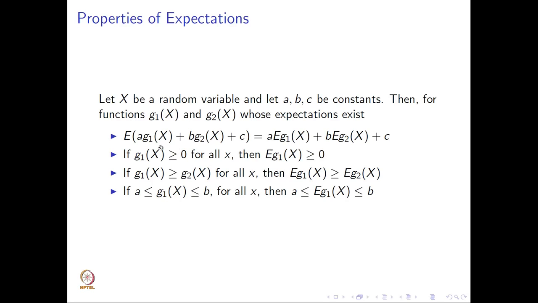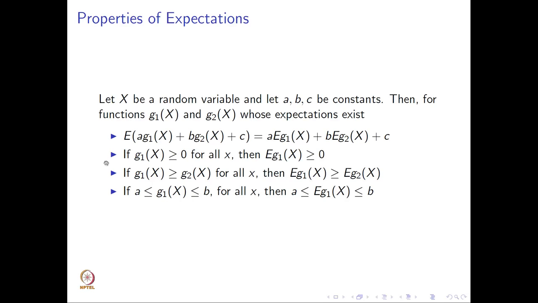There are actually a few things to note here. First of all, expectation of a constant is equal to the constant itself. Expectation of a constant times a random variable is equal to the constant times the expectation of the random variable, and the expectation of the sum of two random variables can also be represented as the sum of the expectations of the two random variables. Note that here the two random variables need not be statistically independent.